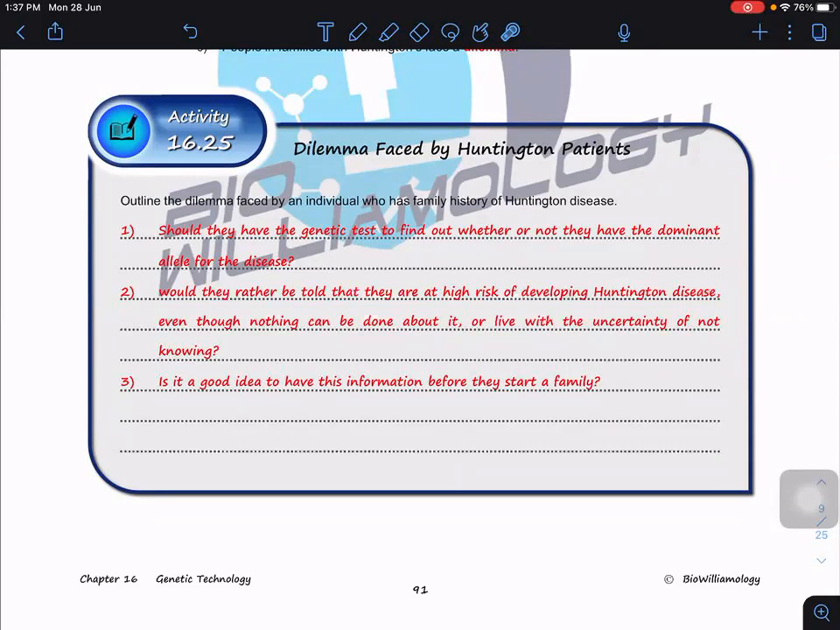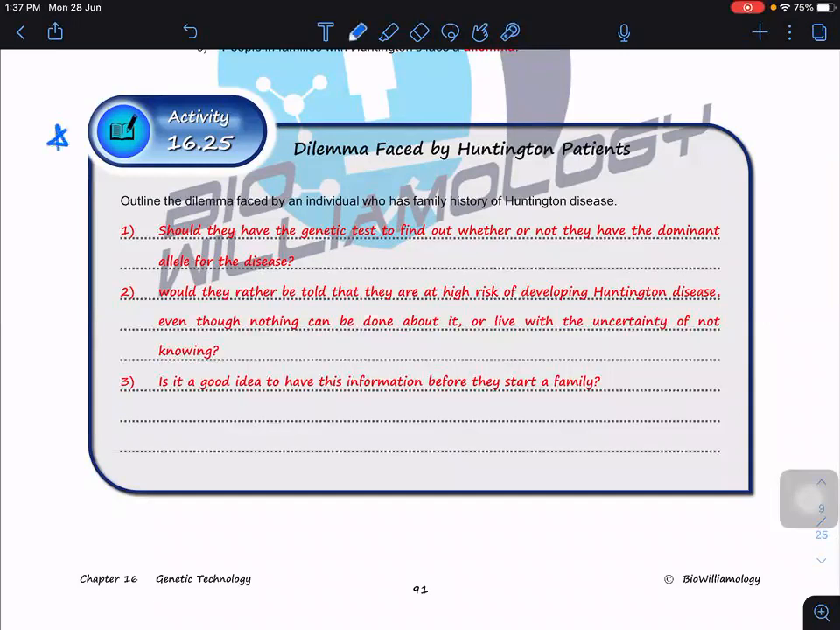So is it a good idea to have the information before they start a family? This is a question again. If I don't know, maybe I can have the kids, and my kid may not have the disease, correct or not? But I'm told that I have Huntington disease. So should I start a family? If I start a family, then what about my kids? So you are in this kind of dilemma when faced with Huntington disease.